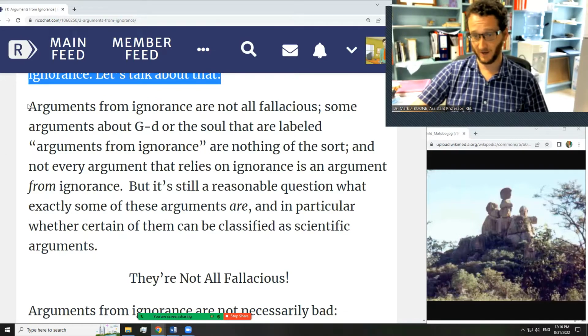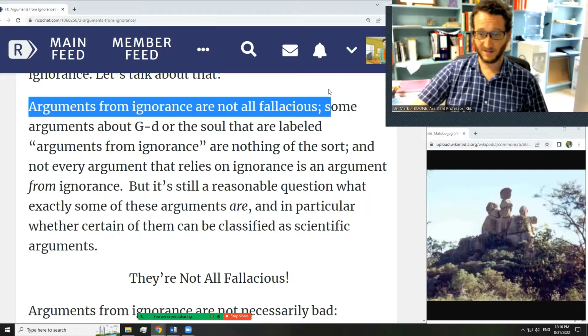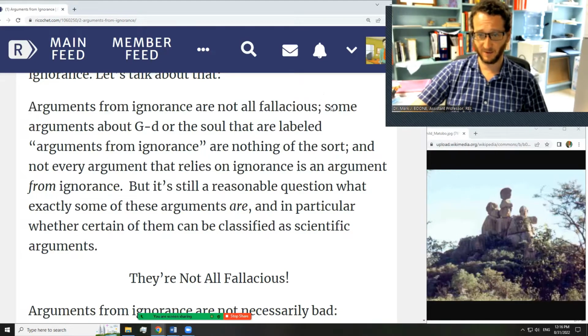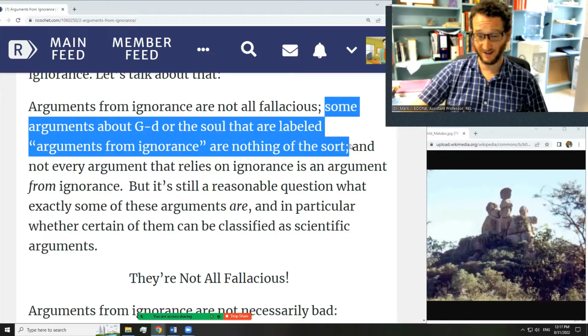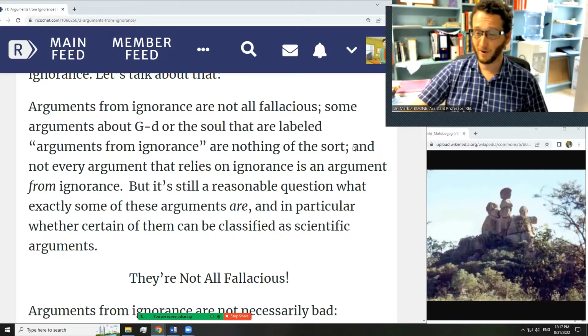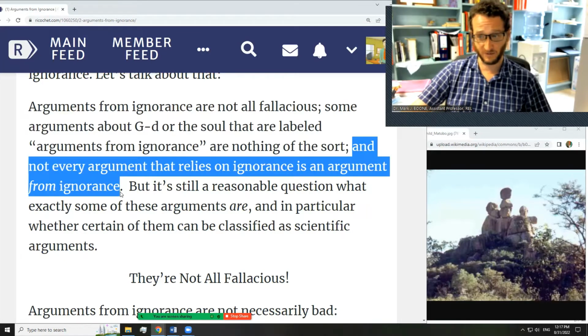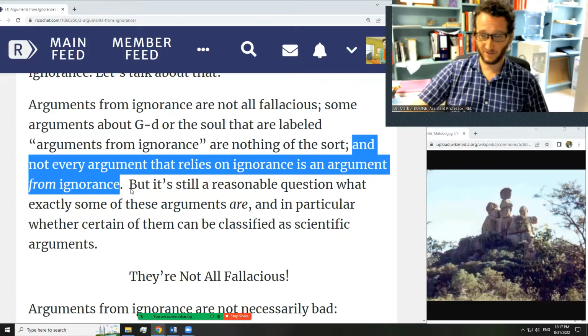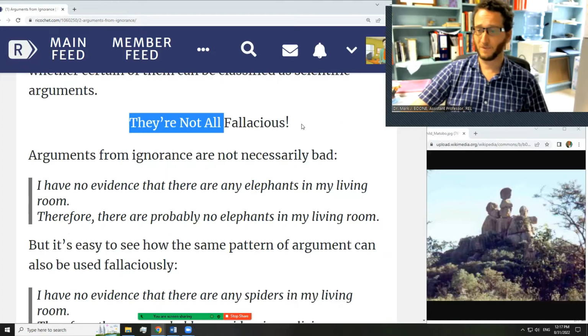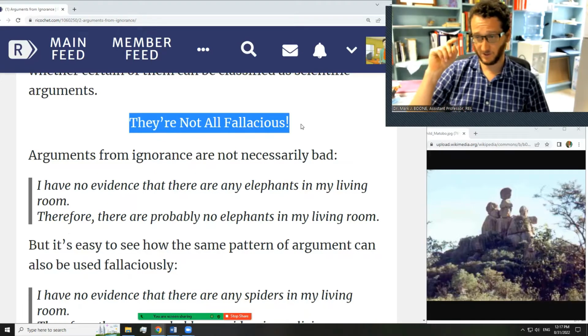Let's start with this. Arguments from ignorance are not all fallacious. And after that, we'll talk about how some arguments that are labeled arguments from ignorance are nothing of the sort. And also some arguments that rely on ignorance are not arguments from ignorance. But there are still questions we can ask about those arguments. So first thing to clarify, which if you've been watching these videos, you don't need me to clarify for you, but arguments from ignorance are not all fallacious.